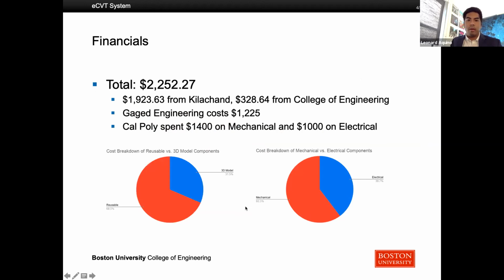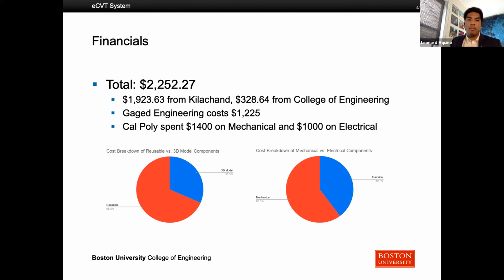So a little financials here. We've spent a total of $2,200 with $1,900 coming from Kilachand funding and $300 coming from our funding as included in the course within College of Engineering. Now it sounds like a lot, but this is actually to be expected when developing a new device.